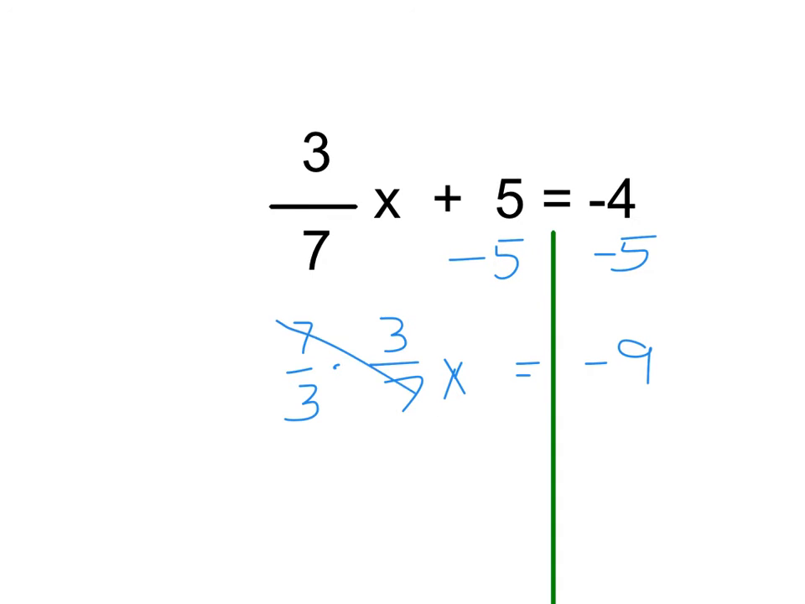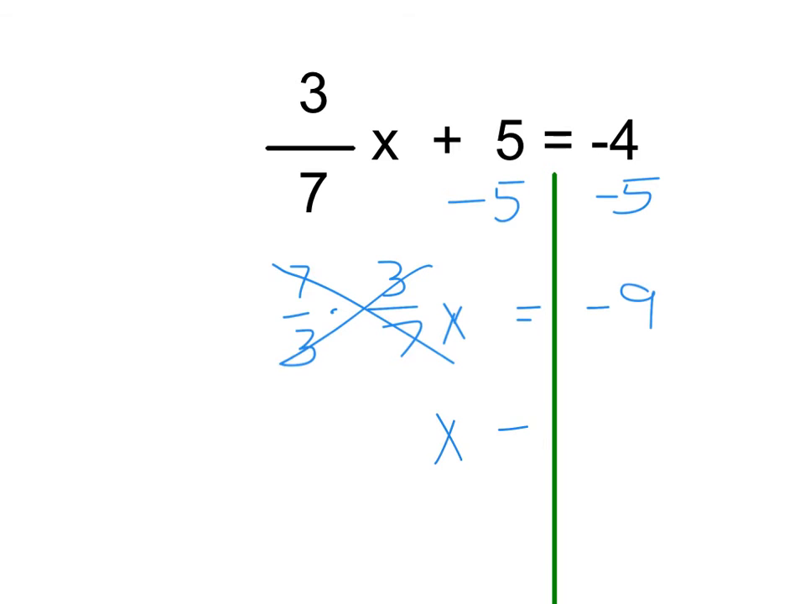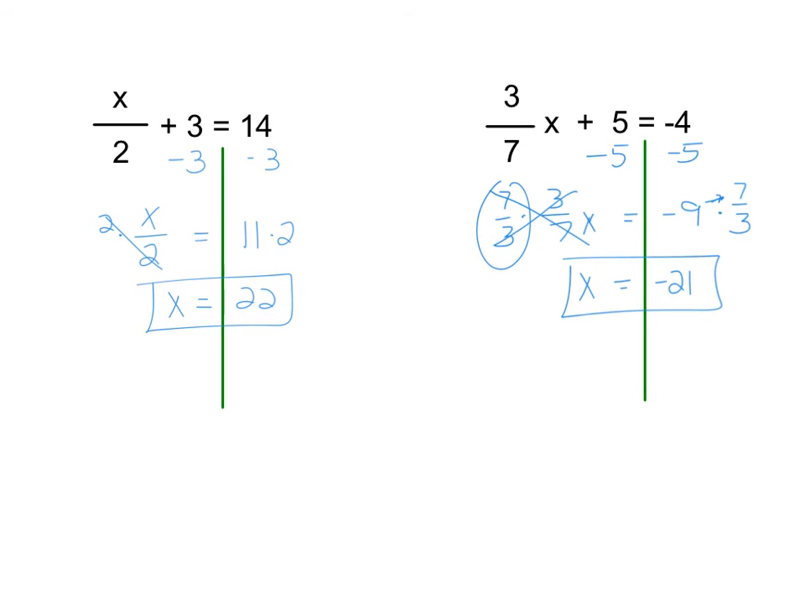Because 7 over 7 here is 1. 3 over 3 here is 1. Well, we have 1 over 1 is still 1. That's just 1x or just x. Of course, we are keeping things balanced. So when I multiply by 7/3 here, I'm doing it on the right side as well. So when you're doing a whole number times a fraction, just do the times the top, which is negative 9 times 7, negative 63, divided by 3 should be negative 21. So using the reciprocal, if you have a fraction times your variable.